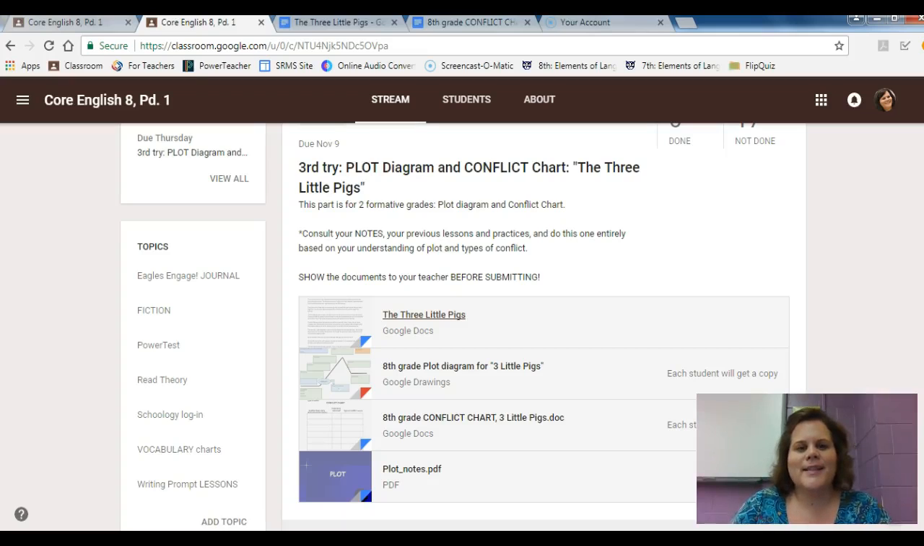Hey, this is kind of just a little direction video on how to do the plot diagram and conflict chart for the Three Little Pigs. So first of all, find the actual document of the Three Little Pigs.